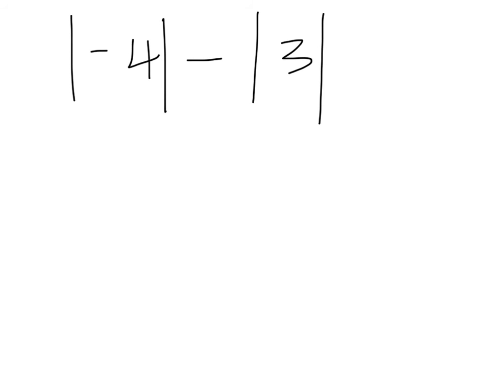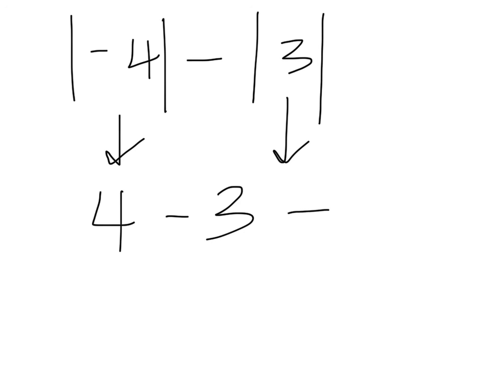So now let's use absolute value to solve some problems. So if we have the absolute value of negative 4 minus the absolute value of 3, we treat these sort of like parentheses in that we need to find the absolute value before we find the operation. So the absolute value of negative 4 would be positive 4 minus the absolute value of 3, which is a positive 3. So my answer for this problem is 1.